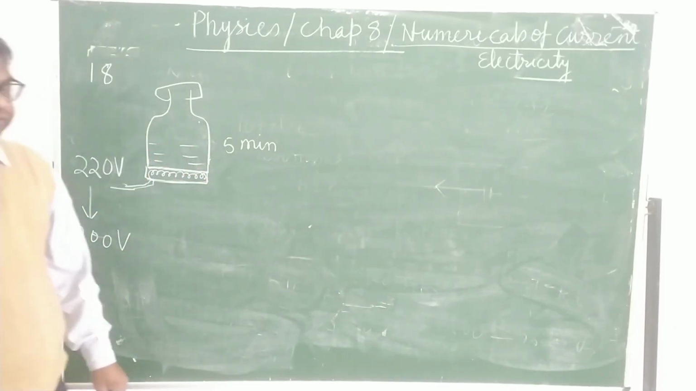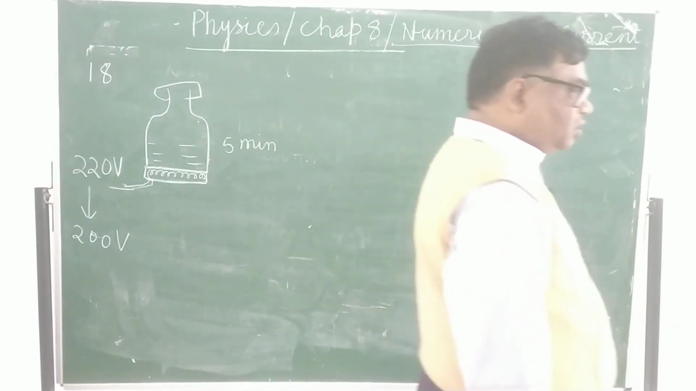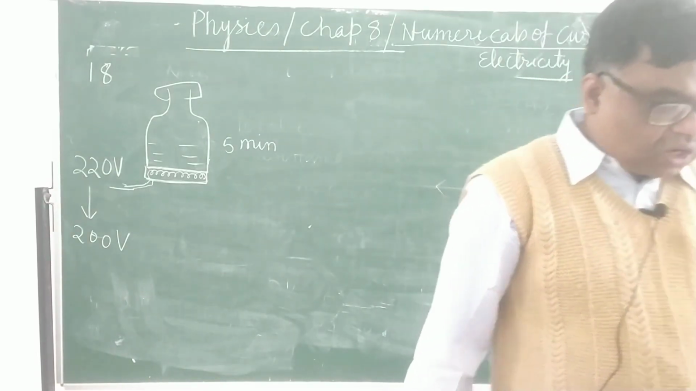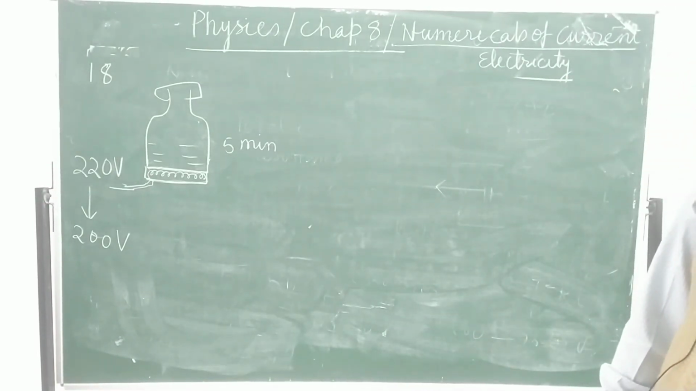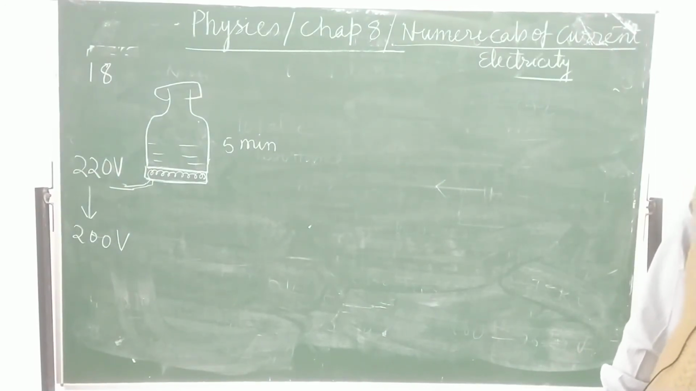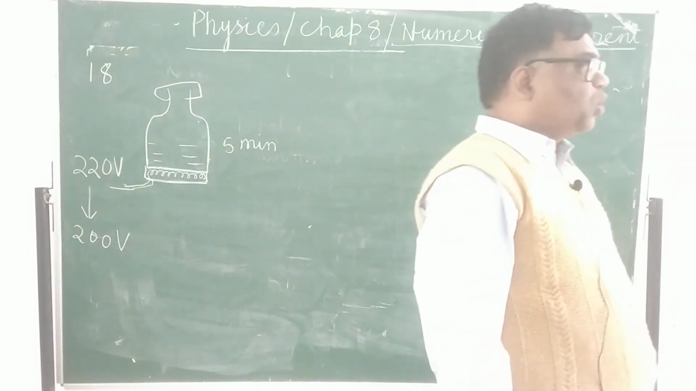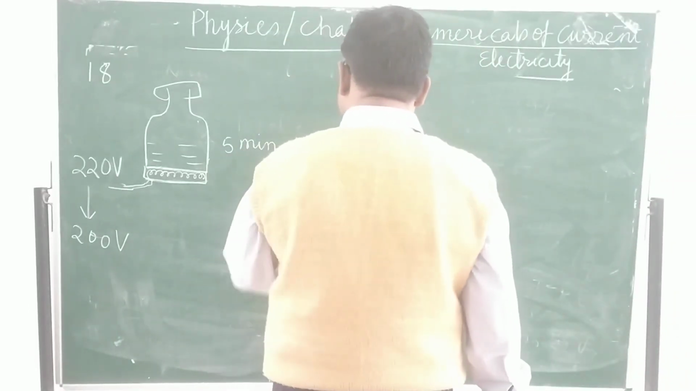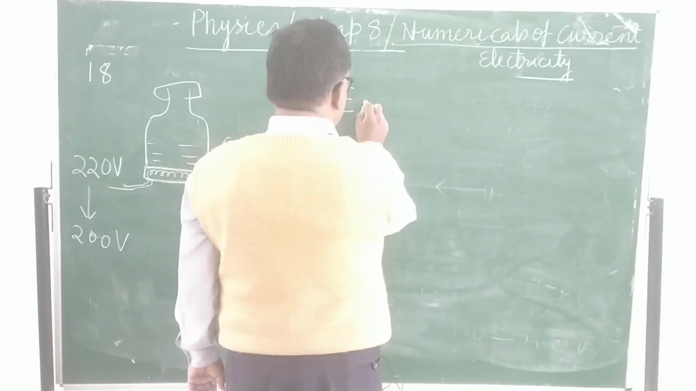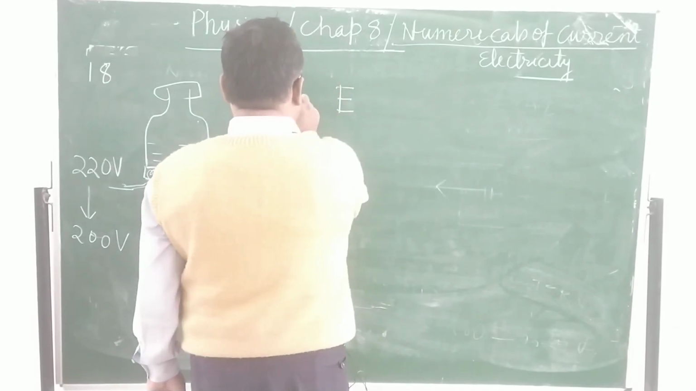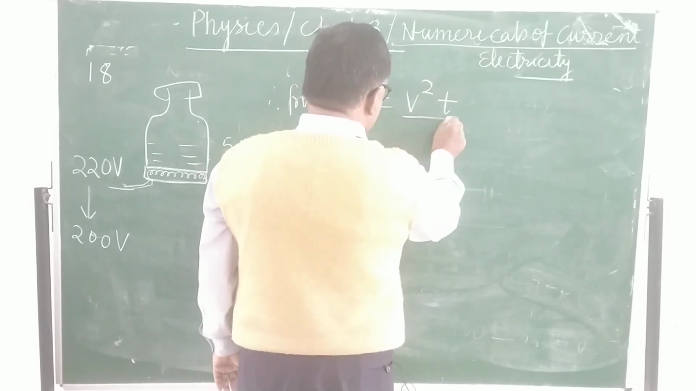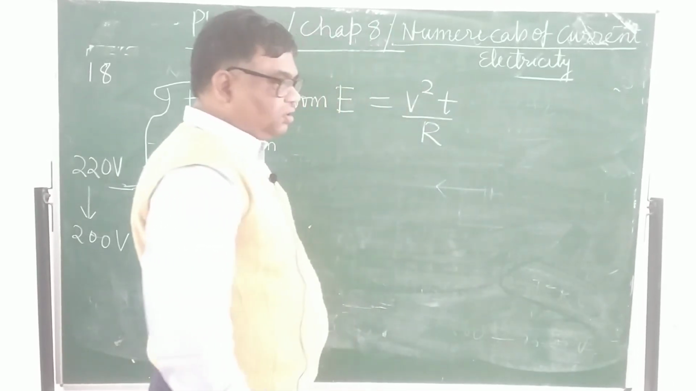So you write down as water will require same amount of energy to reach its boiling point at both the voltages. Therefore, from E equals V square T upon R. It's clear.